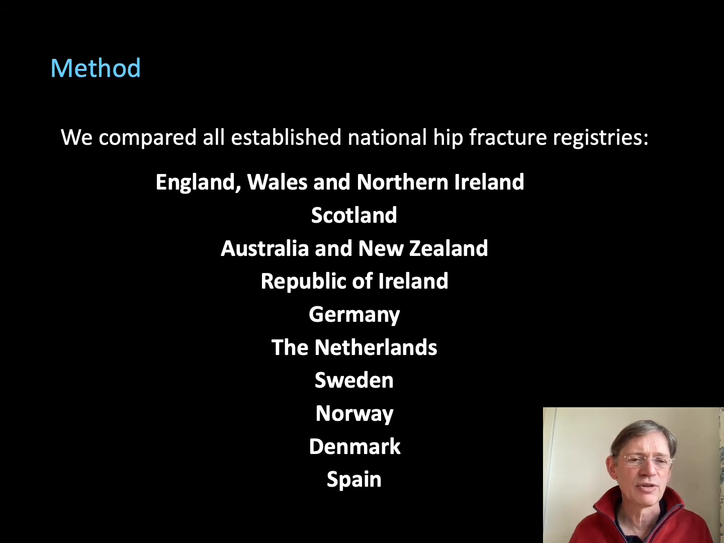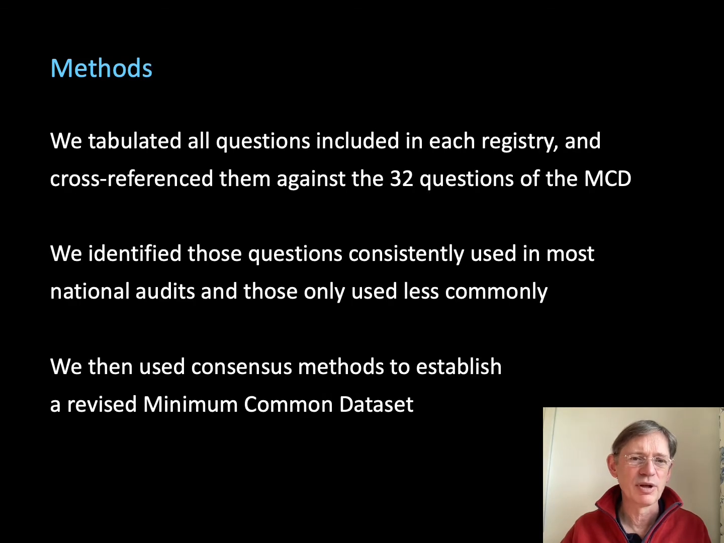So to do that, we took the 10 established national hip fracture registries, and looked at the data that they were collecting, the approach that they were taking, and drew up a comparison of them. We tabulated all the questions each was asking, and we cross-referenced them against the 32 questions of the original minimum common data set. We identified those questions that were consistently used in most of the national audits and those that weren't. And then we used consensus methods to try and establish a revised minimum common data set.